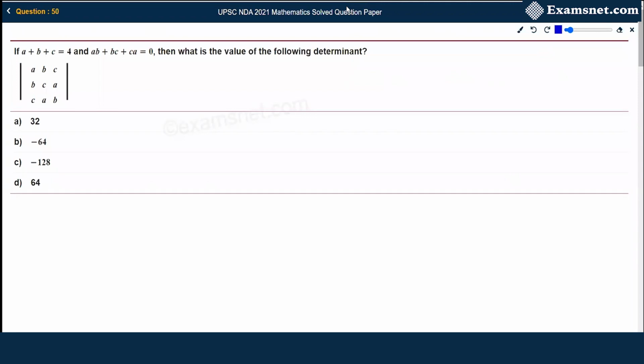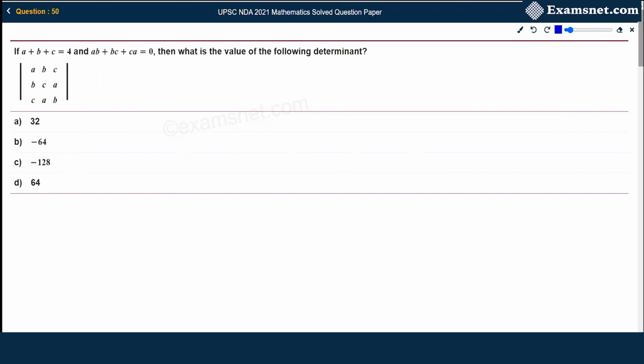In question number 50, it is given that if A plus B plus C equals 4 and AB plus BC plus CA equals 0, then what is the value of the following determinant? The determinant is given in terms of A, B, C, B, C, A and C, A, B.